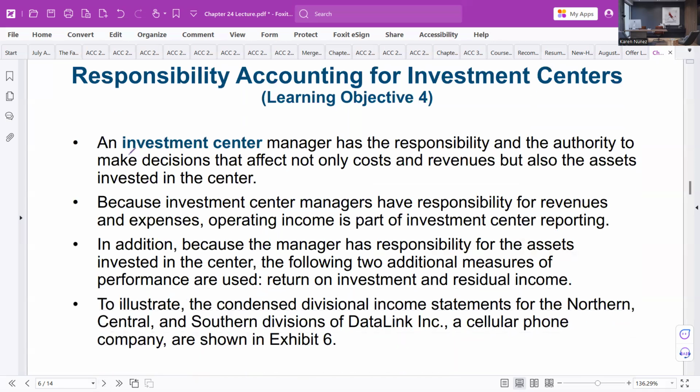When we look at investment centers, that adds a level of complexity, because with an investment center, we are responsible for revenues, expenses, the profit, as well as the investment in assets. So we have to measure performance and include that investment in the asset base. And there are several measures that we can look at to measure an investment center's performance. We still would probably look at a basic variance analysis. We would look at the divisional income statements like we saw on the previous slide.